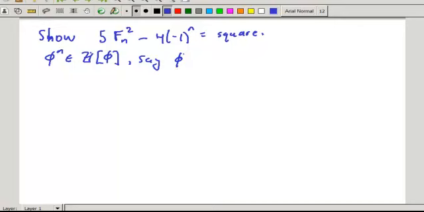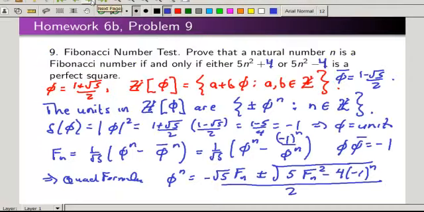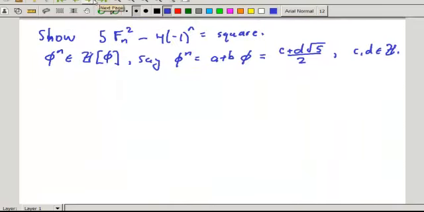So let's say phi to the n power equals a plus b phi, or better yet, let's put it in this form, c plus d root 5 over 2, for some integers c and d. And now set this equal to this thing right here. So on the left-hand side, you're going to have c plus d root 5 over 2 equals that. Do some simplification and prove to me that this has to be a perfect square. Okay, so that's one direction.